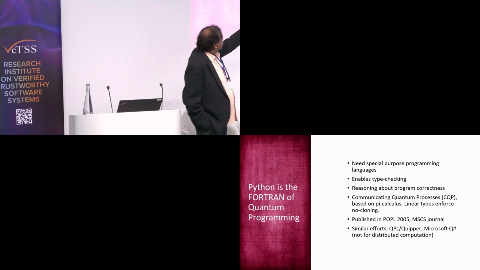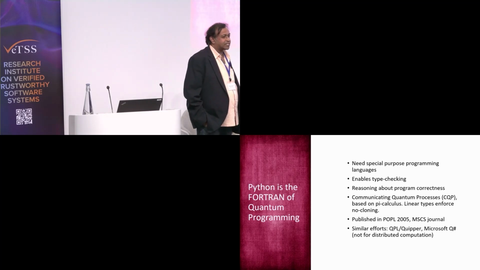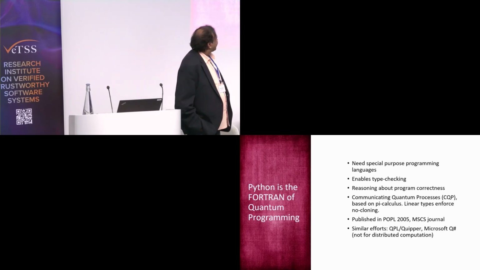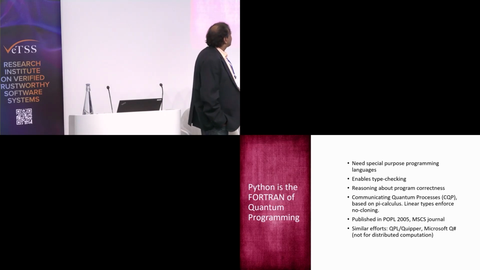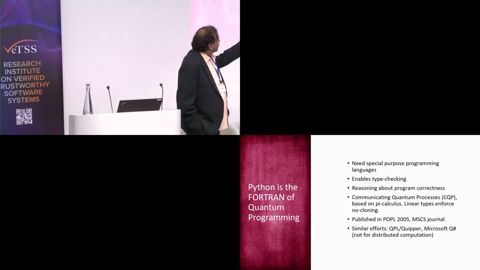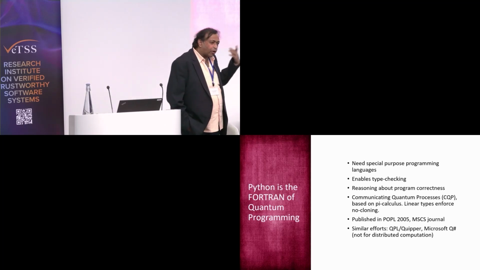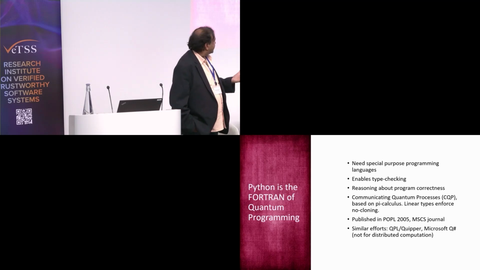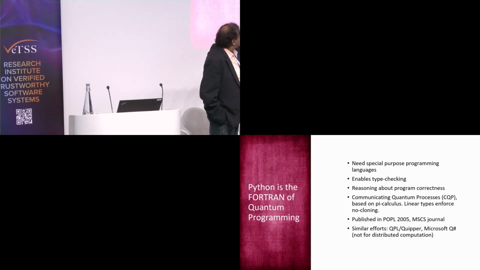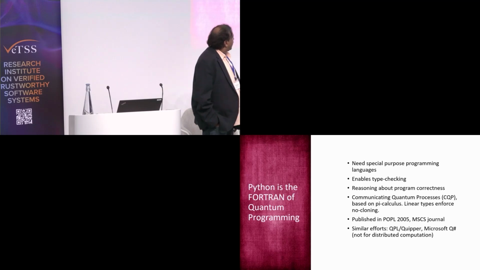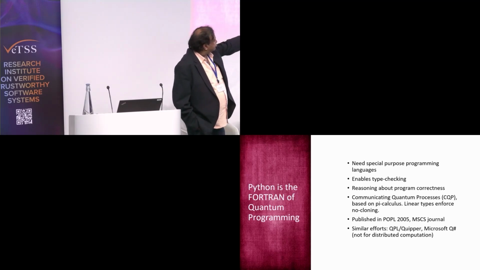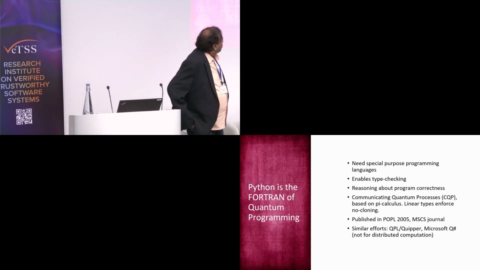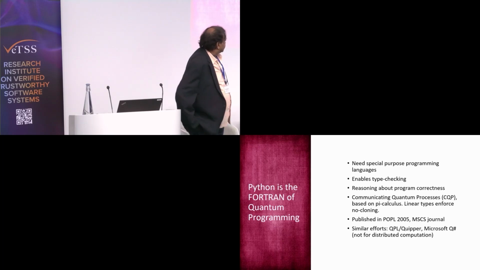So we developed this thing called communicating quantum processes. Again, people will recognize the name, right? This is based on the pi calculus, and linear types enforce some quantum principles. In quantum systems, you cannot clone quantum states or qubits, so we use linear types to enforce this. This was already published in 2005 in POPL and then the MSCS journal.